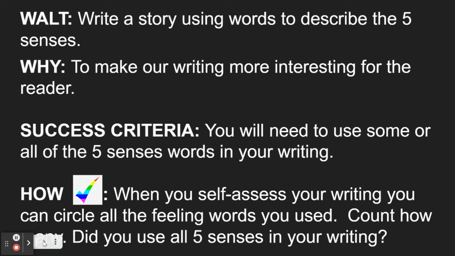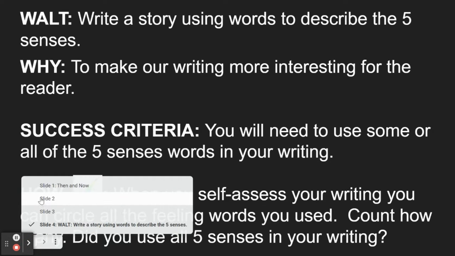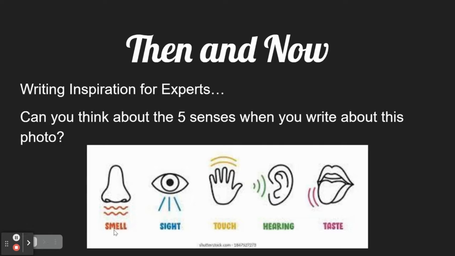The success criteria for your writing today, you will need to use some or all of the 5 senses words in your writing. You can go back to the slide at the beginning to remind you what those are. I can smell, I can see, I can feel, I can hear, I can taste.